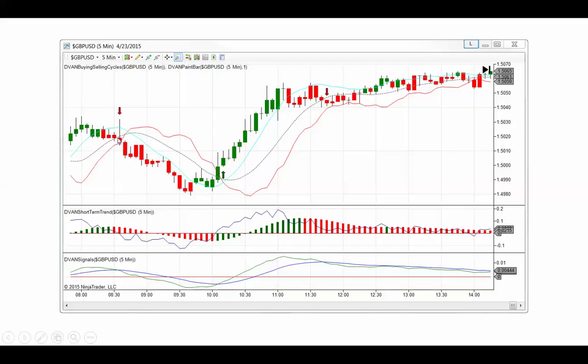The pivot line is the gray dotted line. That's the price point at which the trend line, this light blue line, will turn up or down. And we also want to see the short-term trend histogram, either red in the case of a short or green in the case of a long.